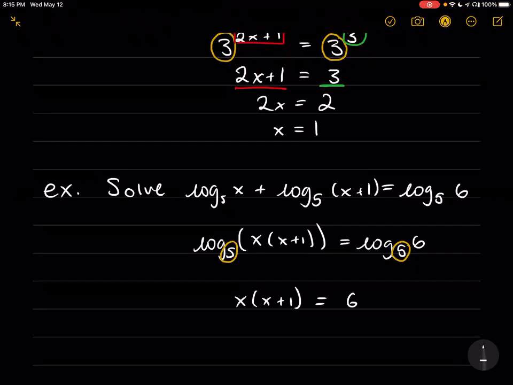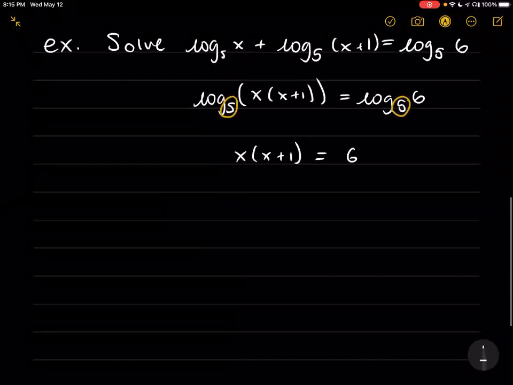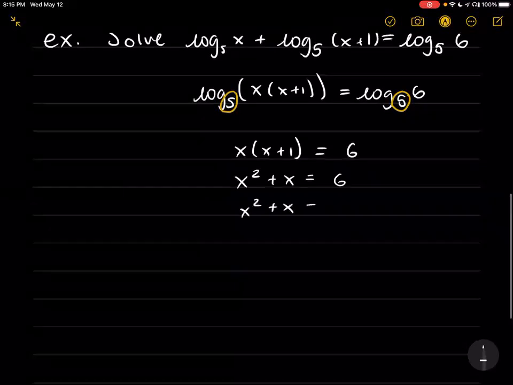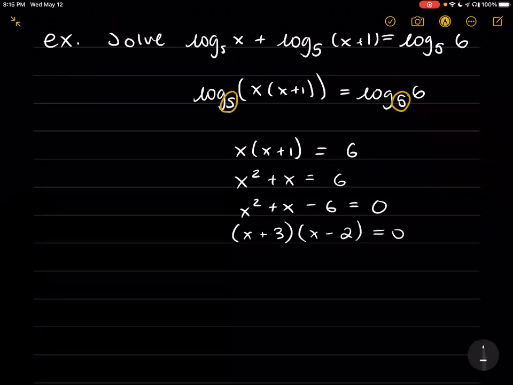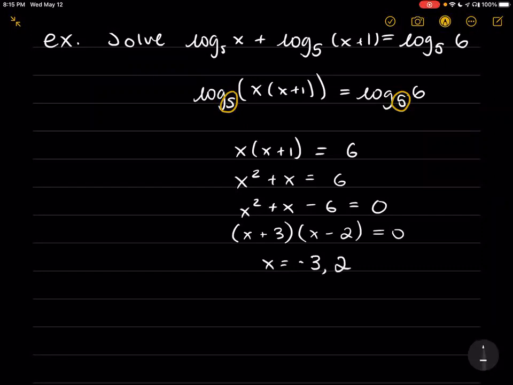And now we can solve for x like we've been doing in the past chapters. I'm going to FOIL out that left-hand side. So we get x squared plus x equals 6. And then I'm going to subtract 6 from both sides. We get x squared plus x minus 6 equals 0. And then you can factor this. I think you get x plus 3 times x minus 2 equals 0. And this tells us that x has to be negative 3 and 2. All right, so pretty straightforward for solving simpler ones like this.